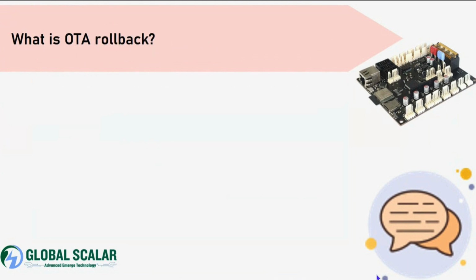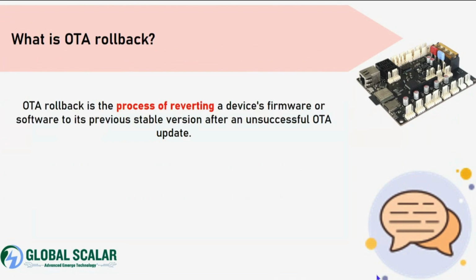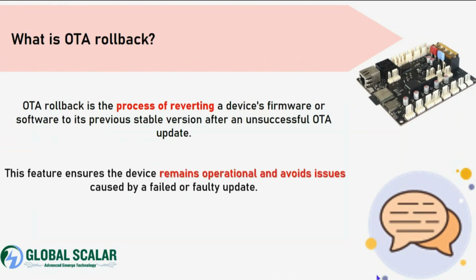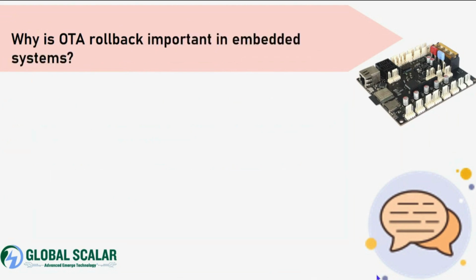What is OTA rollback? OTA rollback is the process of reverting a device's firmware or software to the previous stable version after an unsuccessful OTA update. The feature ensures that the device remains operational and avoids the issues caused by a failed or faulty update.